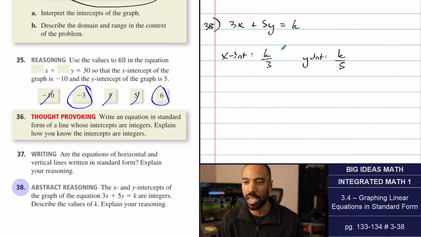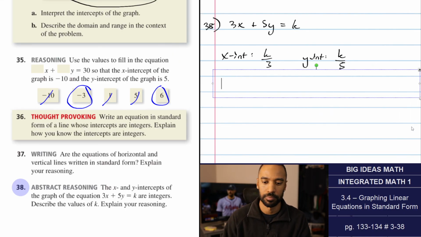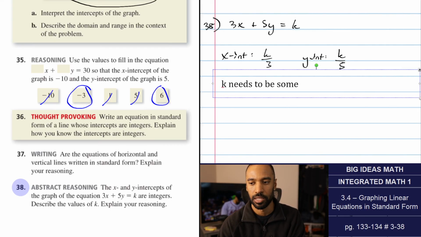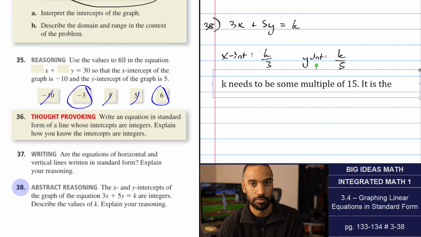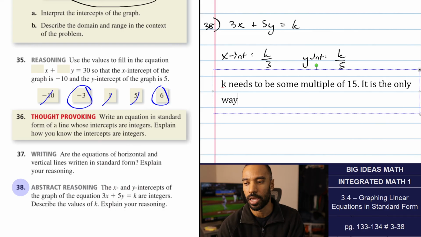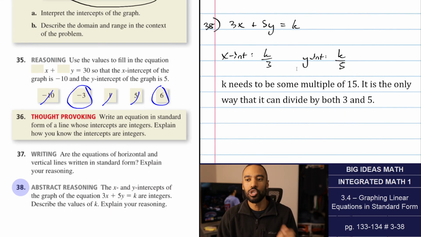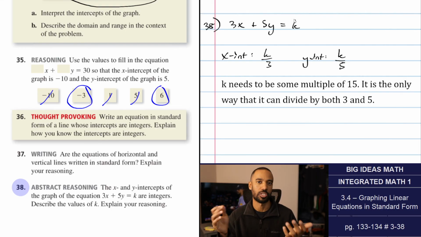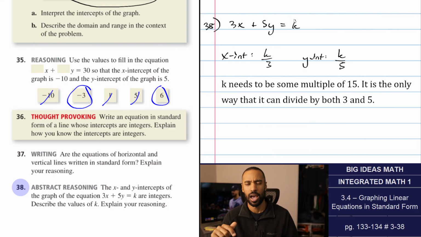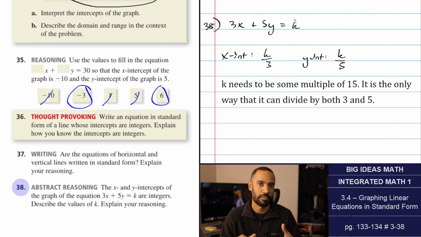In order for this to work, our k value needs to divide by both 3 and 5, which means the least common multiple of 3 and 5 is 15, so k needs to be some multiple of 15. It is the only way, even if it's negative, even if it's 0, that it can divide by both 3 and 5. And that's something that you might notice when the equation's set up. That's what I talked about in the graphing problems. How do I know something's an integer? I can't divide 20 by 3, even though I can divide it by 5. The x-intercept's going to be a fraction. So that's kind of the things that we saw.